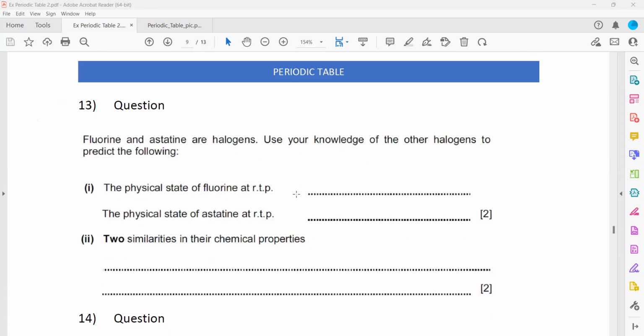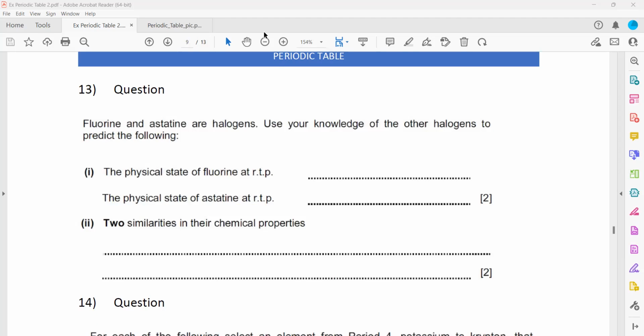Question 13, fluorine and astatine are halogens. What is the state of fluorine?